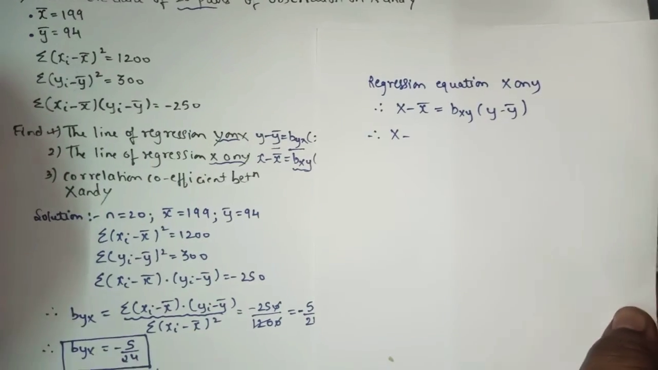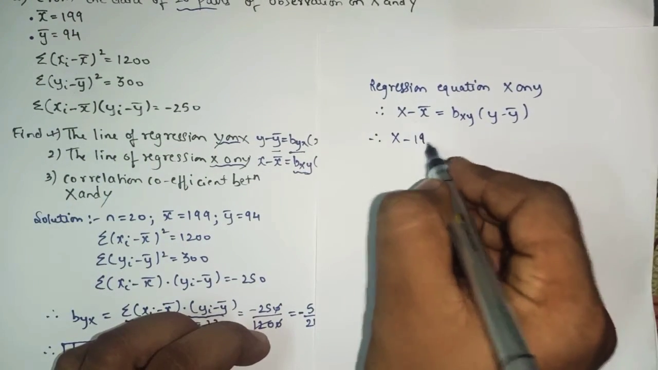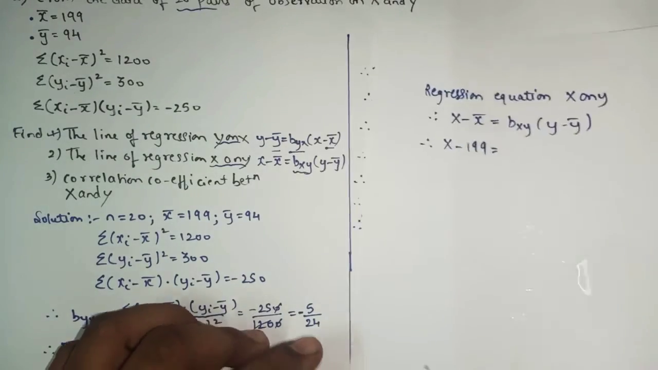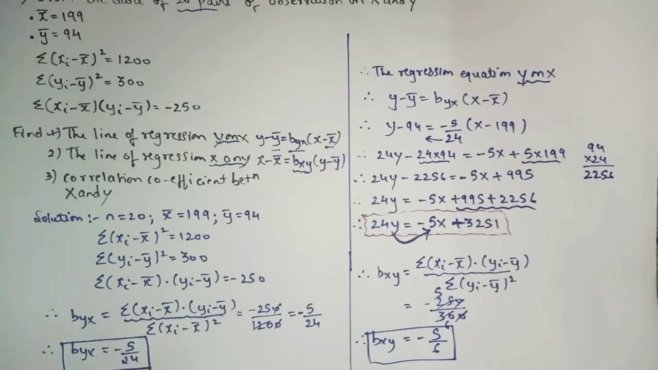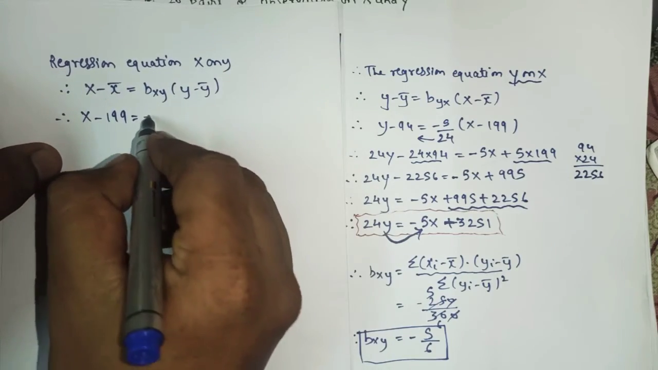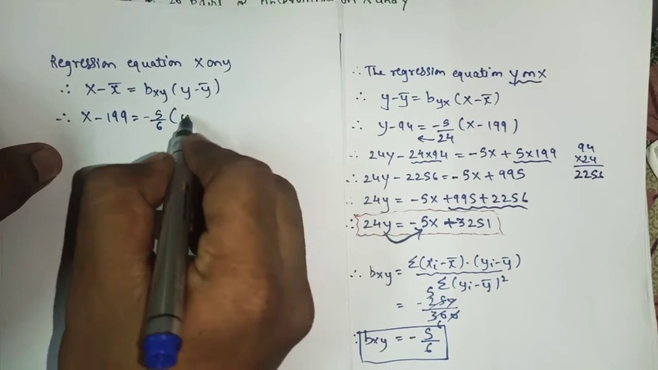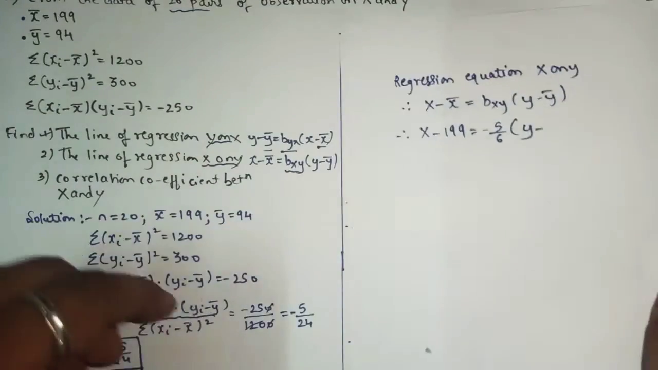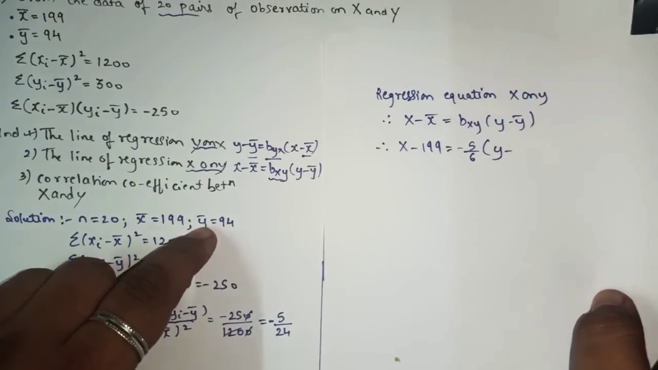Yes or no? Here x mean is what? 199. bxy is what? Just now only we got bxy. So bxy is minus 5 by 6. Y minus y mean. Y mean is what? 94.